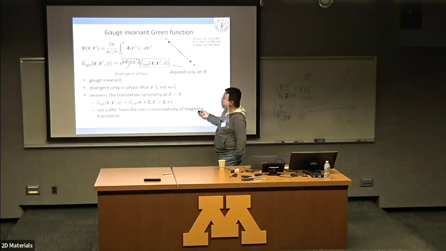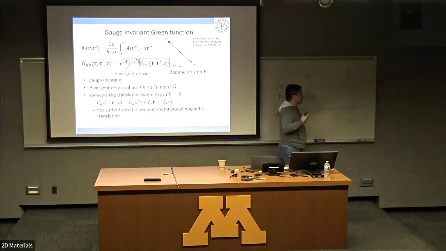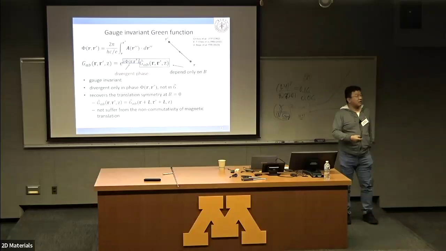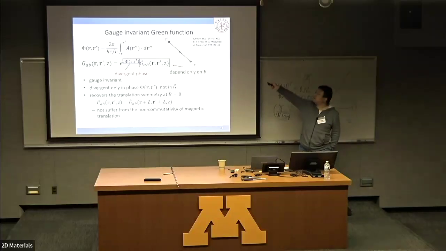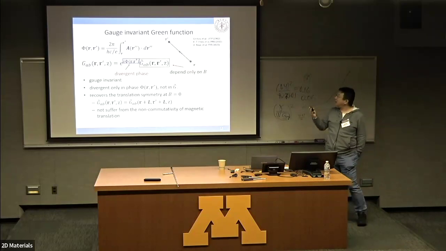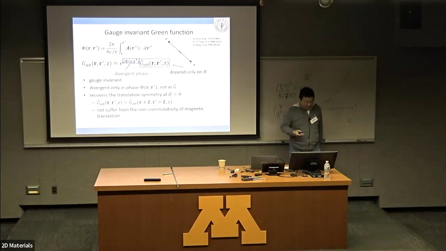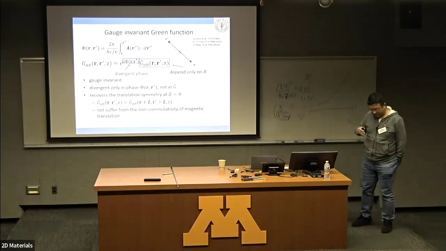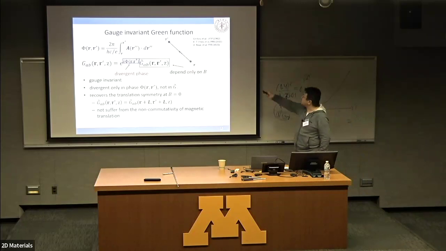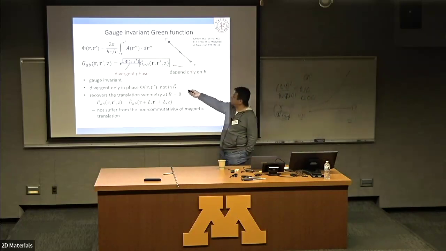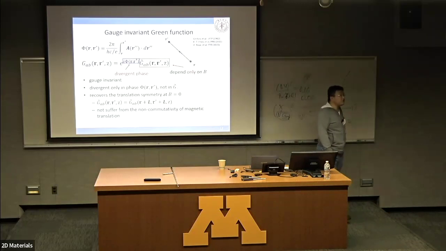I should also say that this trick is not something new. As far as I know, it was first used by Gorkov in his paper in 1961 or 1962, and later it has been used by many different authors, including Patrick Lee and many others. I also want to mention several properties of this gauge invariant Green function.